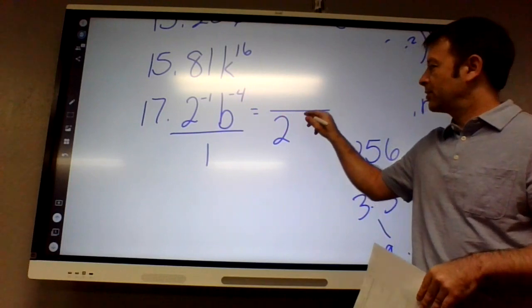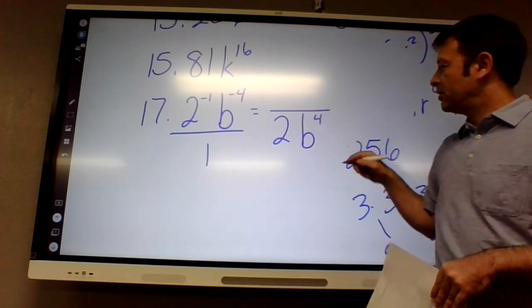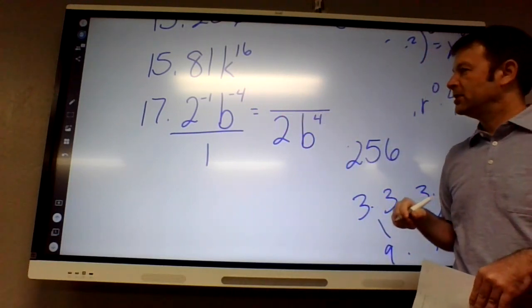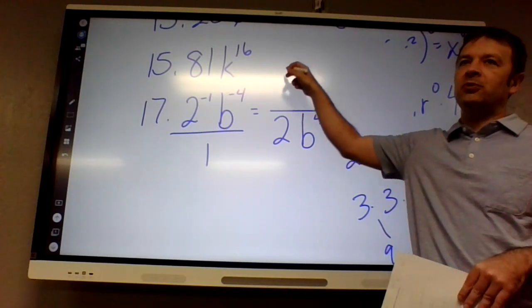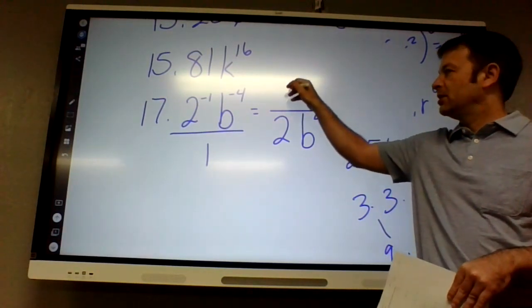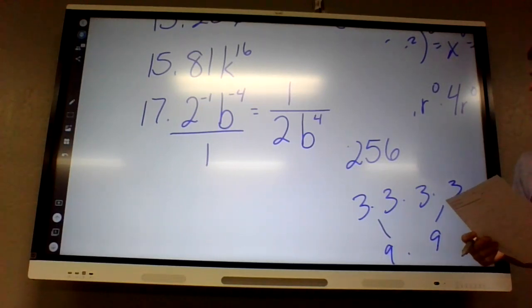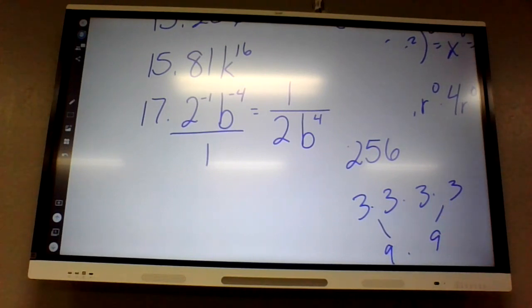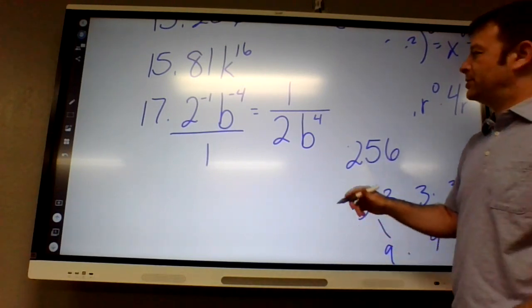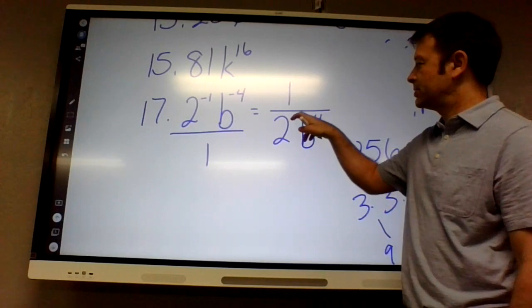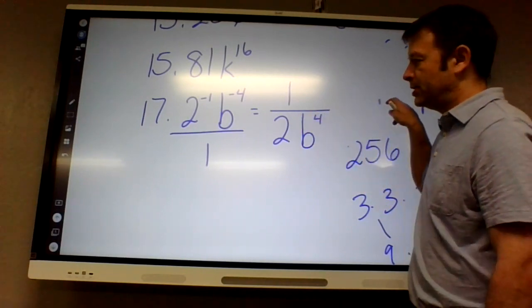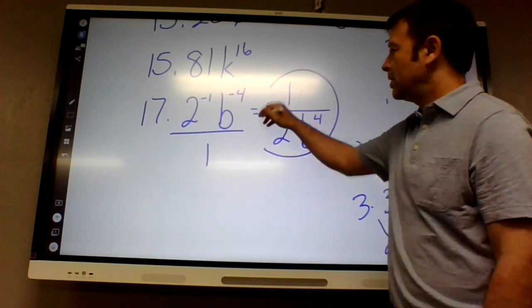b to the 4th on the bottom. And then there's nothing left on top, so what am I going to put on top? You just put a 1 up there. So all we did was move it to the bottom of the fraction. Technically I could have written a 1 right there, it's just not necessary, because 2 to the 1 equals 2. Alright, number 19.